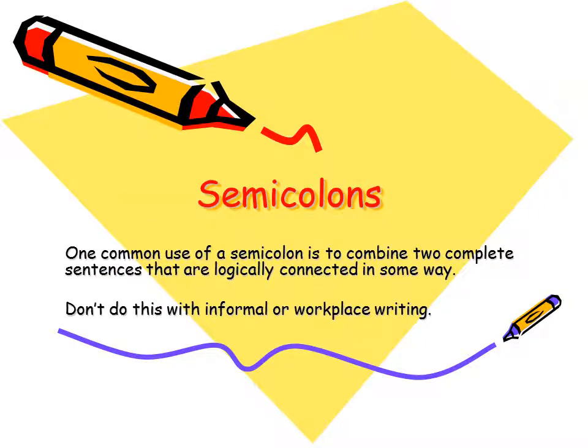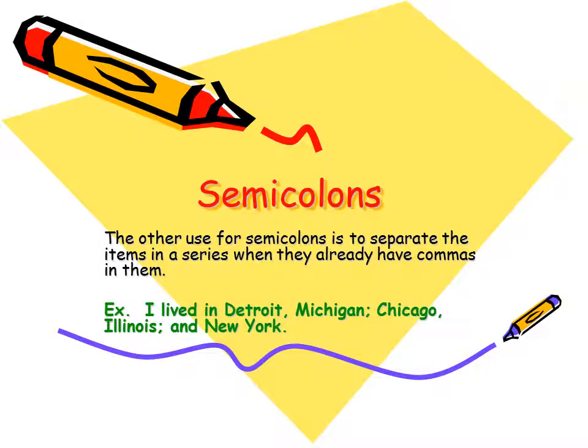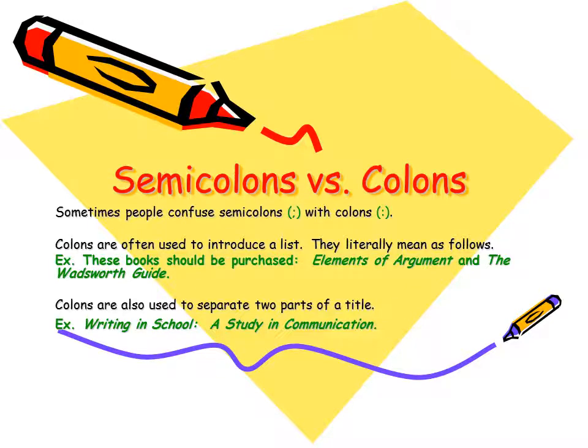Semicolons. One common use of a semicolon is to combine 2 complete sentences that are logically connected in some way. Don't do this with informal or workplace writing. Another use, though, and this can be used anytime, is to separate the items in a series when they already have commas in them. "I lived in Detroit, Michigan; Chicago, Illinois; and New York." Do you see how that's easier to read? So that's a good rule to remember. It also works with dates. It works with any kind of list.